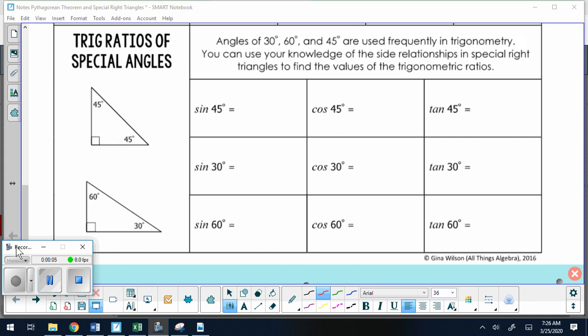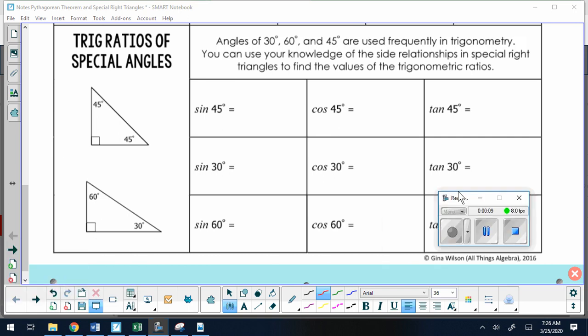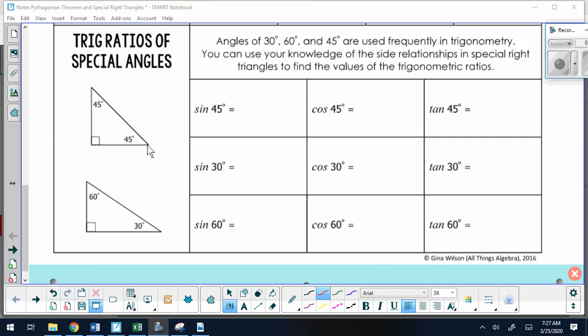Our final video for this lesson is on the trig ratio of special angles. So our special angles are the 45, 45, 90, the 30, 60, 90. We're actually going to use these a lot. They are key to understanding the next things that are coming. So I'm going to use just a slightly different version.